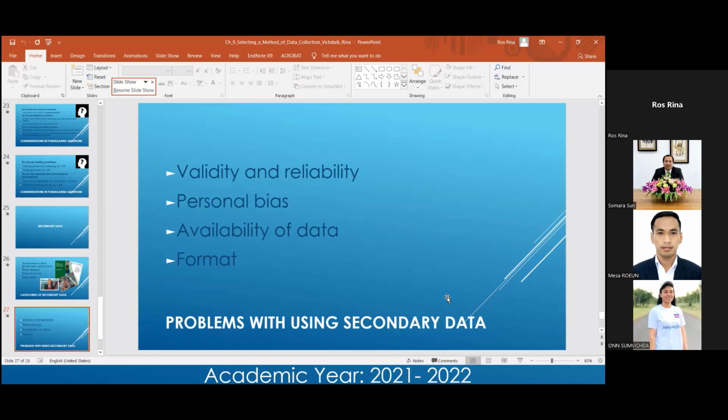Another one is personal bias. Maybe the use of personal information, like a personal diary, the newspaper, the magazine, or something like this. And another one is the availability of data. It is common, especially for a beginning researcher, to assume that the required data will be available. But this one, we should not make the assumption.